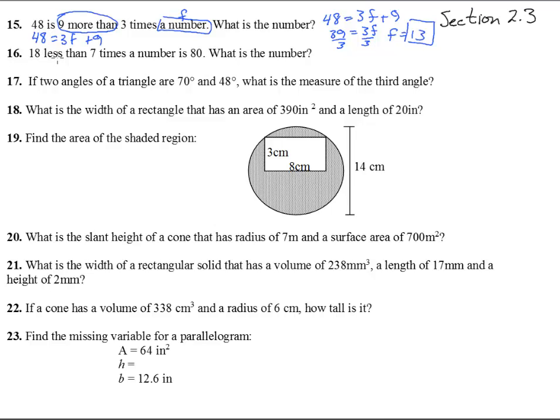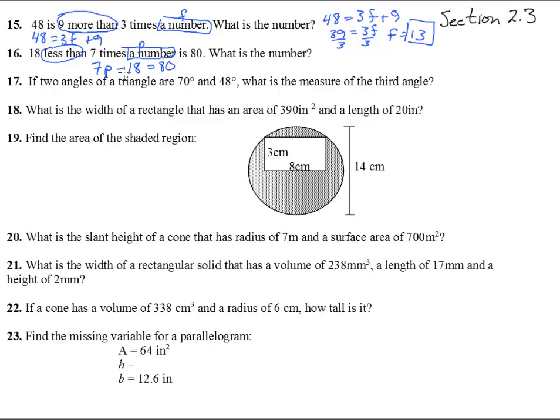Number 16. 18 less than 7 times a number. Ooh, so 18 less than, now remember that's subtract, but it goes after we do 7 times a number. So 7 times a number, let's pick p this time, 7p. And then 18 less than that is subtract 18. That's the tricky one. Equals 80.